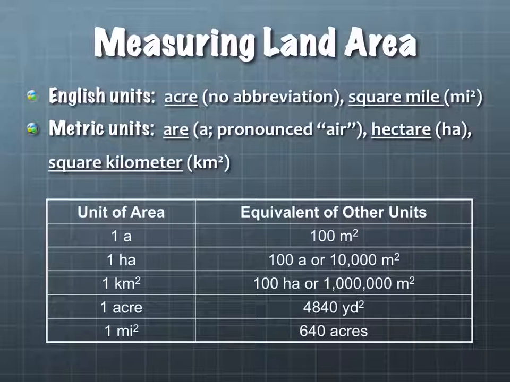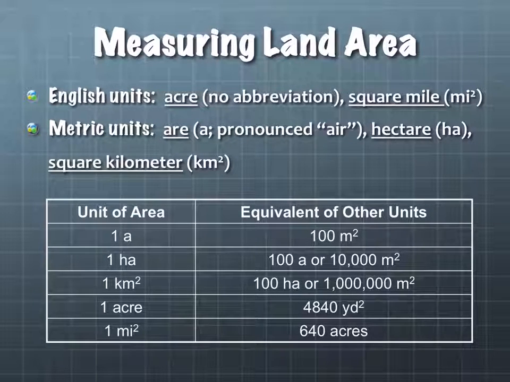We also use square miles. And then metric units are are, spelled A-R-E, and it does have an abbreviation, a. Hectare, which is ha, and square kilometers, which is km squared. And these are some conversions between the units of area.